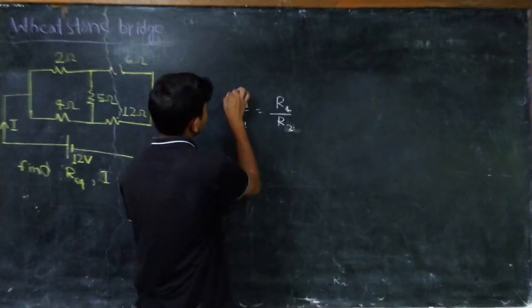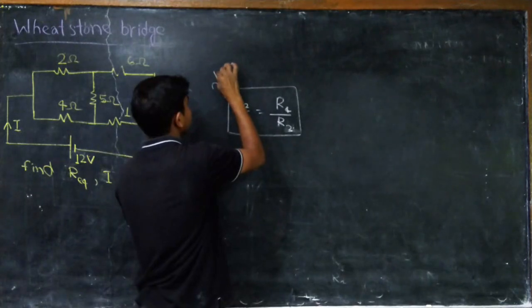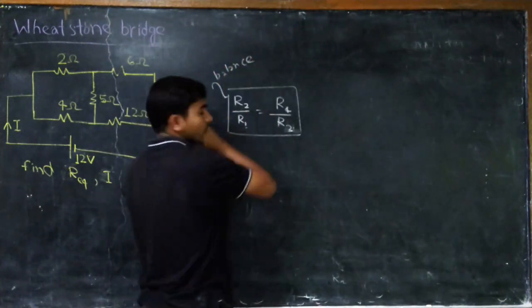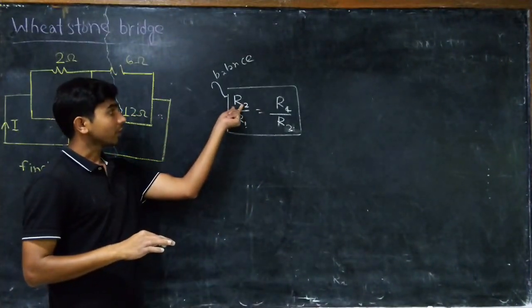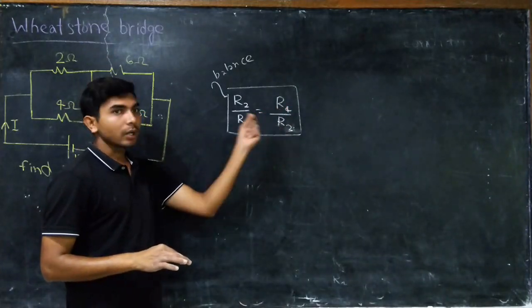So this is the condition of a balanced Wheatstone bridge, right? For a balanced Wheatstone bridge, R2 by R1 is equal to R4 by R3, right?